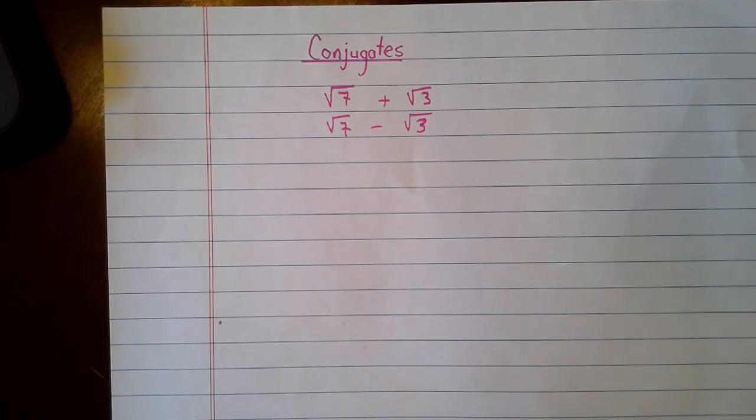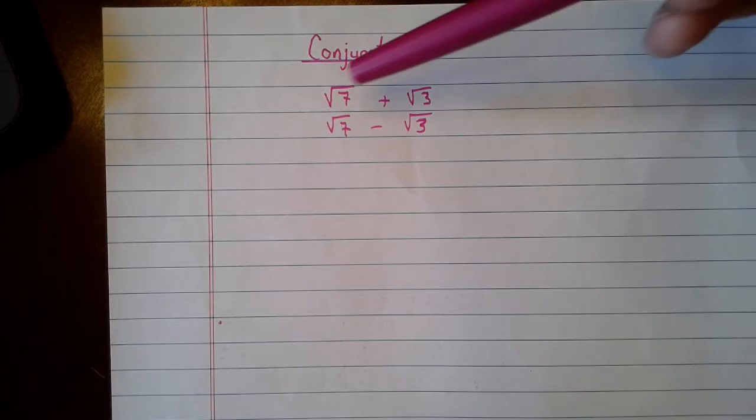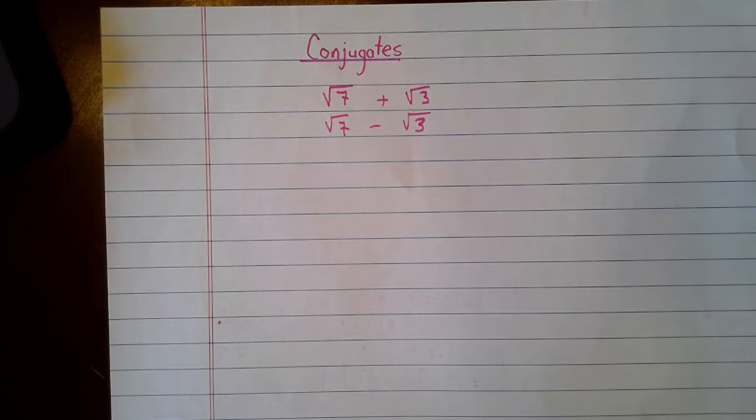All right, so conjugates. We are going to use these when we need to start dividing with radicals. But before we get into that, we have to understand what they are and how powerful and helpful they are. Conjugates are when you have the same two terms, like root 7 and root 3, and one of them is adding and one of them is subtracting.